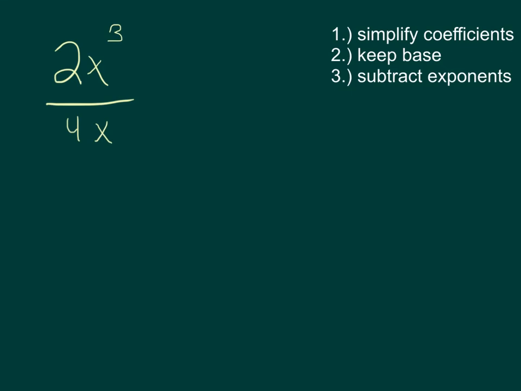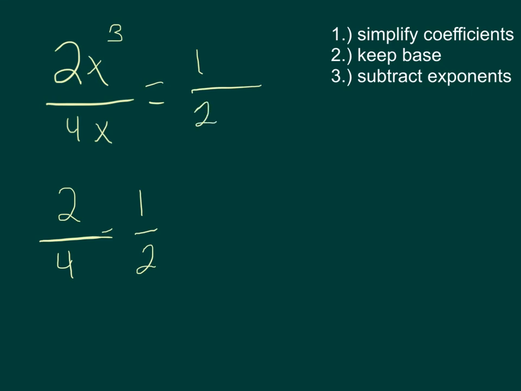Okay, so let's look at number 3. The first thing you're going to do is simplify your coefficients. So this time when I look at it, I have 2 over 4. Well, 4 doesn't go into 2 evenly, but I can reduce that fraction. So I'm going to simplify that as far as I can. I know that 2 will go into 2 one time, and I know that 2 will go into 4 two times. So I'm going to leave that as 1 over 2.